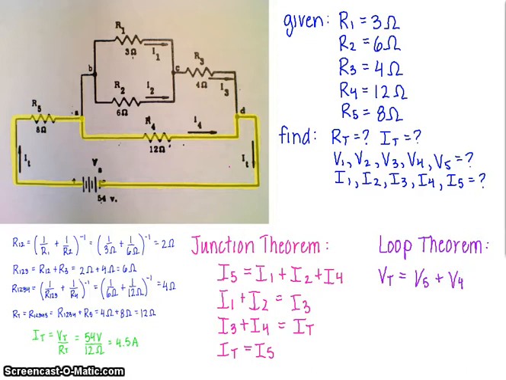We can look at another path of conduction, again through resistor 5, and this time through resistor 2 and 3, and back around.